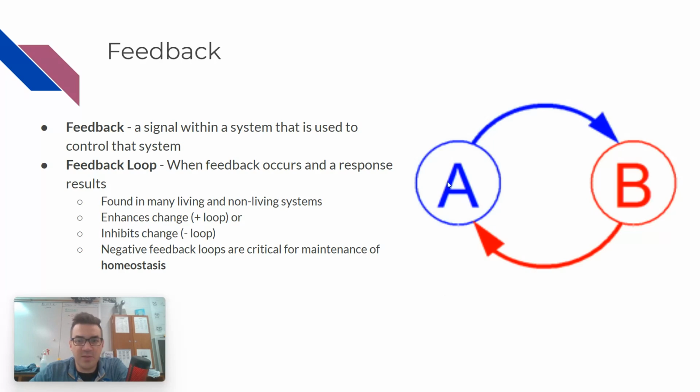So like, for example, right, you start to get hot. What happens? You start to sweat. That sweat helps cool you off so you're not as hot anymore. That's negative feedback. That's homeostasis, right? Maintaining body temperature. So we're going to look at some examples here today.